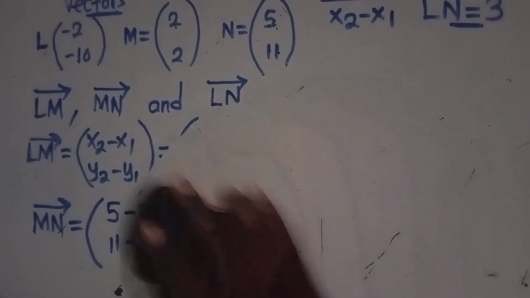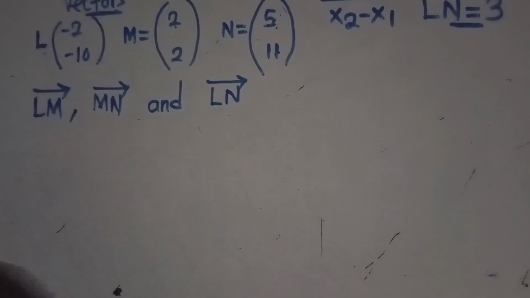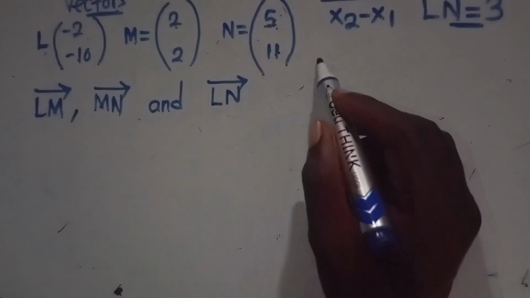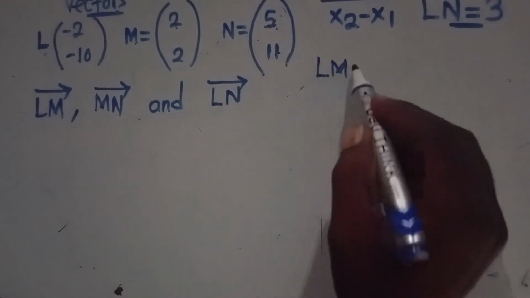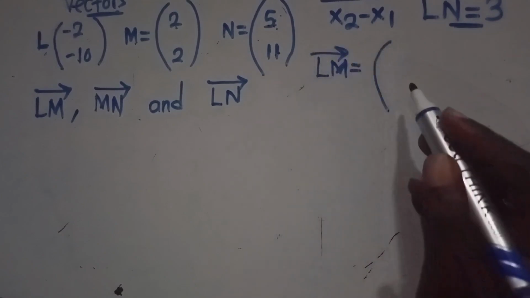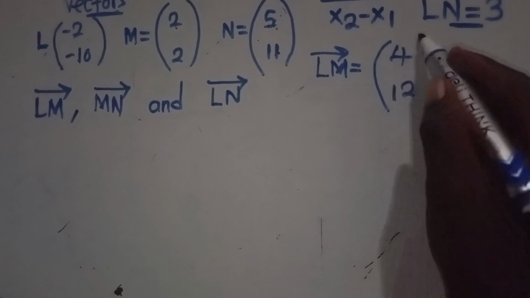So I'm going to do this. Hope you've taken note of these. We are answering these things together. So we say we, don't say I am. So the answer for this one. What was the answer? The answer was 4, 12. The answer was like that.